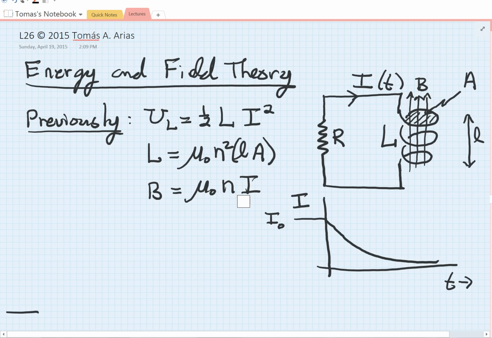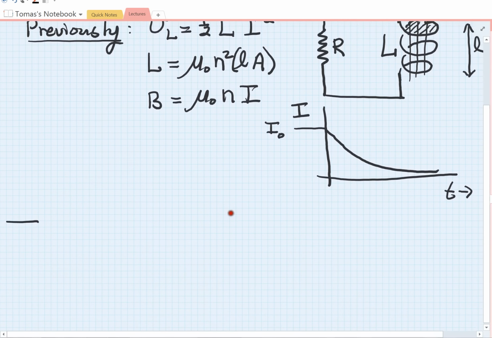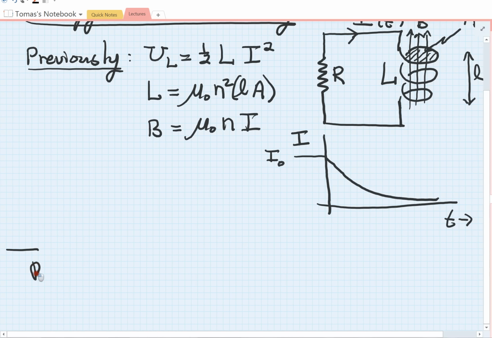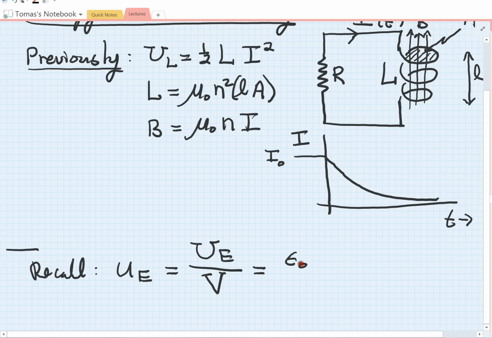So let's see then if we can actually relate this energy that we can get out of an inductor to the magnetic field. Now, to make that connection, I want you to recall something that we had seen previously, which was the energy density stored in the electric field. It's defined, of course, as the total energy in the electric field divided by the volume of the system, capital V. And our formula for that was epsilon naught, the permittivity, over 2, times the square of the electric field strength.